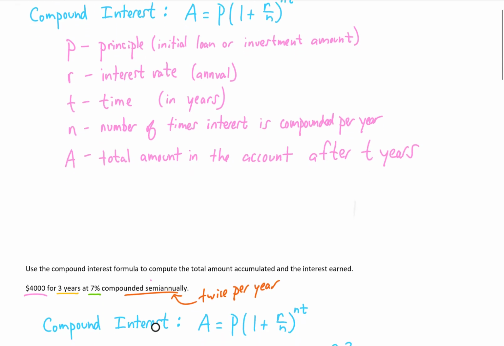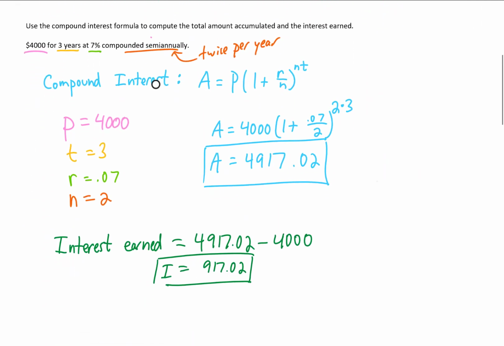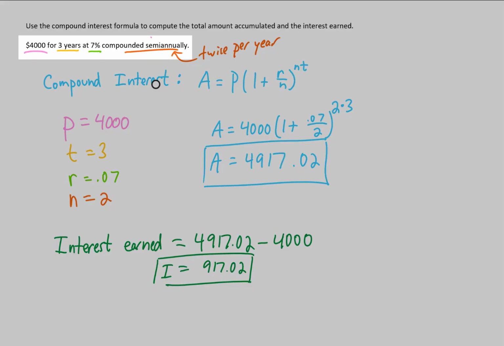Okay, let's use this formula in the following example. Let's calculate the total amount of money in this account, given that we're initially investing $4,000 for 3 years at 7% interest compounded semi-annually. Now, semi-annually means twice per year. What that gives us is that we're compounding our interest 2 times per year. In other words, N equals 2. Our initial investment is $4,000, so P equals 4,000. We're doing this for T equals 3 years, and a 7% interest rate means that our R value is 0.07.